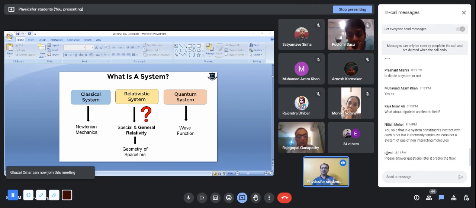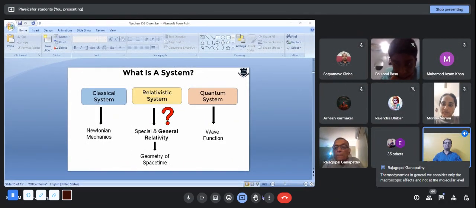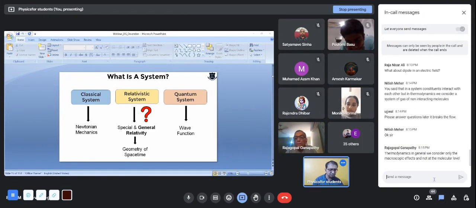Now, special relativity is basically a relativistic system, which is classical in nature, and the quantum system has a wave function. What we are trying to do is, in order to understand general theory of relativity, as I was telling with an example, it is very important to understand a relativistic system along with a quantum system. Why? We will soon come to that part. Now, I have put up a question mark over thermodynamics. In general, we consider only the macroscopic and not the molecular level.